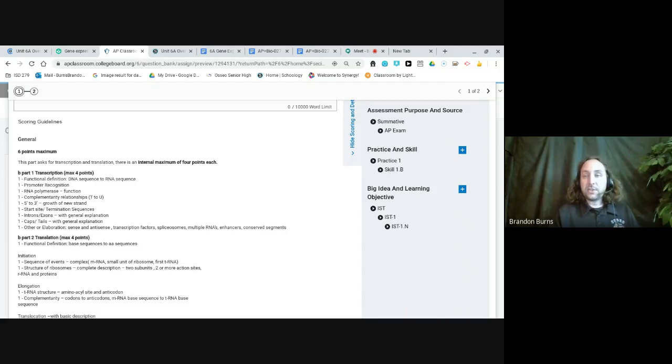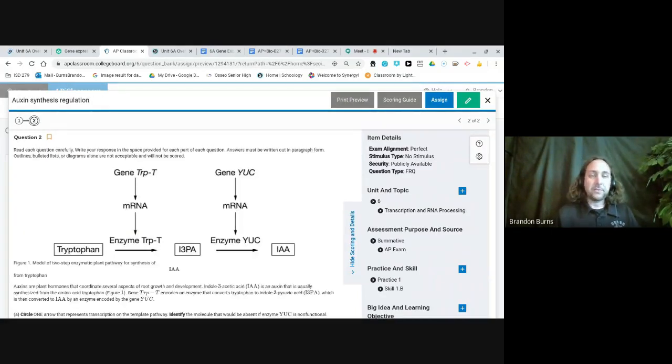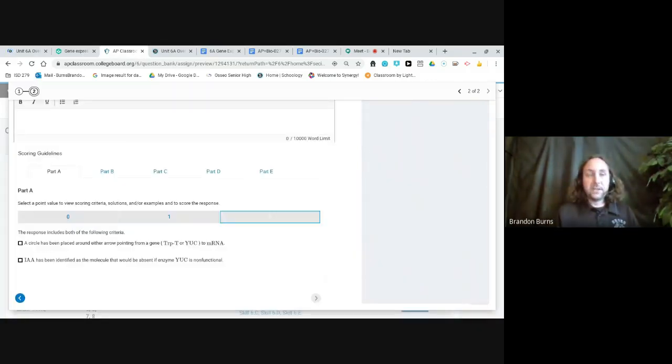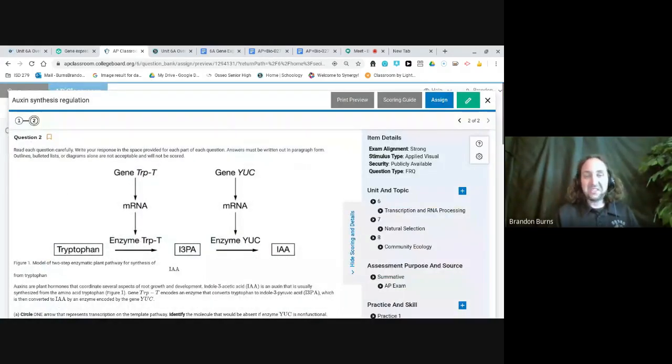The second question on the assessment, so the first question is just kind of a big overview. This one asks you to apply information in a new scenario. You're not expected to know anything about tryptophan or this diagram overall, but instead you're expected to apply what you understand about gene expression and the transfer of information as it relates to this gene pathway, which ultimately is going to result in some material called IAA, right?